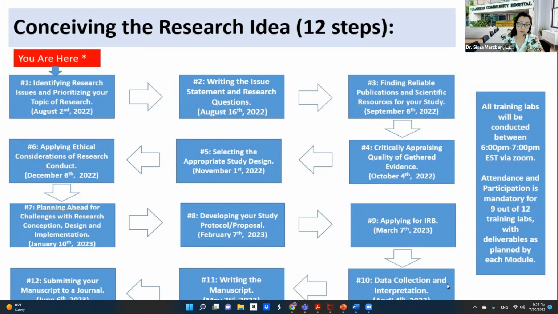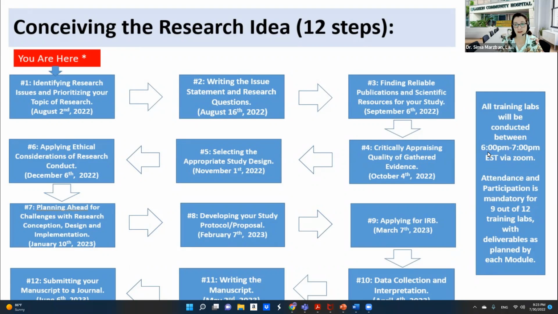The next step would be writing the manuscript, that is, the result of all of your efforts, how to report and how to write a report. And then the last step would be submission of your manuscript to journals. So all of these steps will be discussed with you.